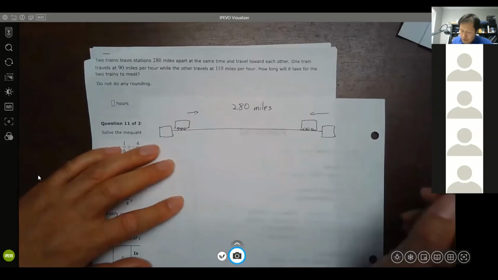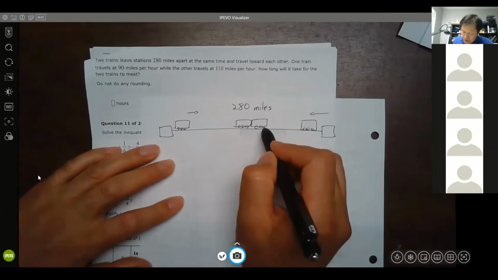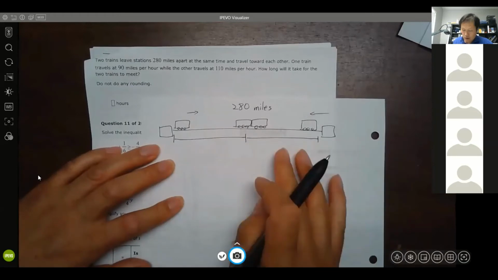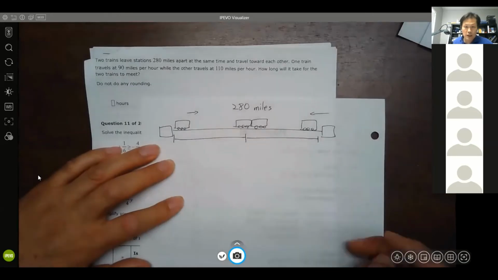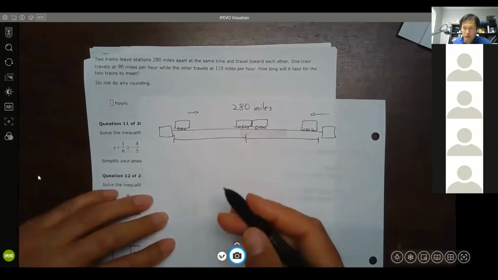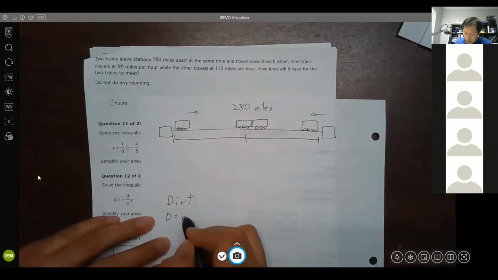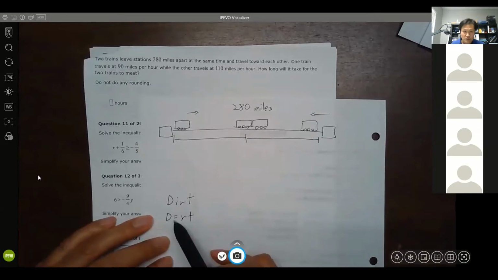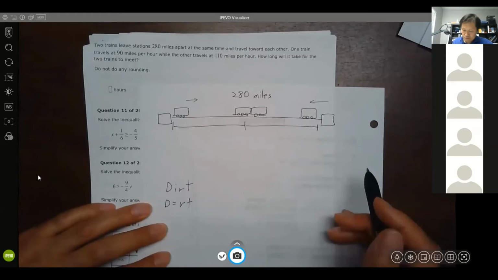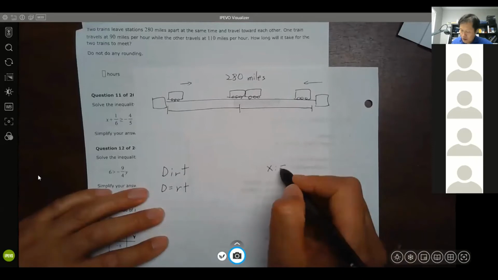Okay, so the trains are meeting somewhere in the middle. So the distance traveled by the first train plus the distance traveled by the second train should equal 280. This is a distance, rate, time problem. I usually say dirt. Distance equals rate times time. I'm assuming x is the time, so you can say x number of hours.